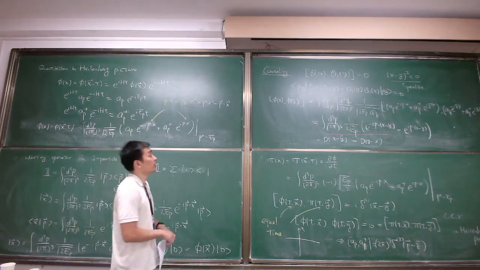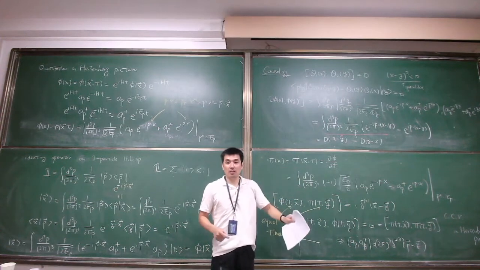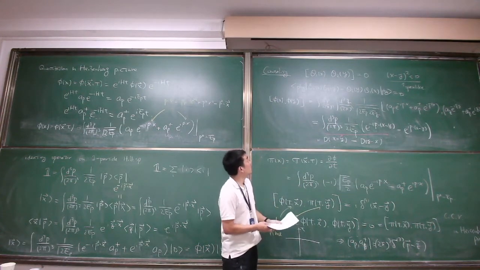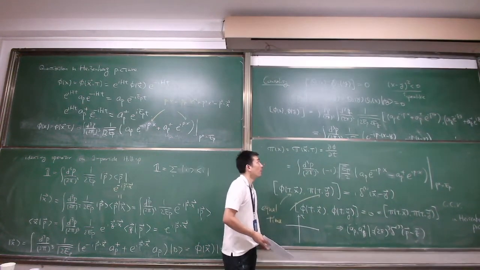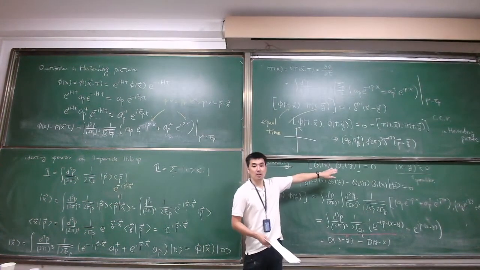The field operator is the operator, so it's observable. No, it's just an operator. So this is also an operator. This is the operator.